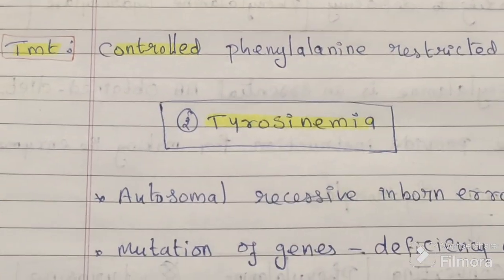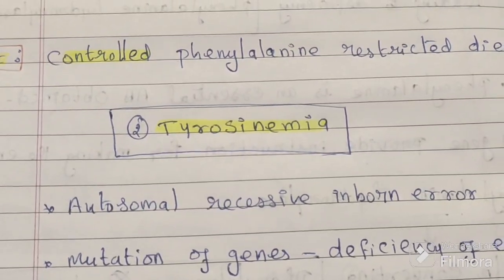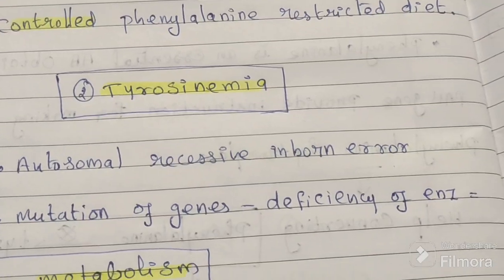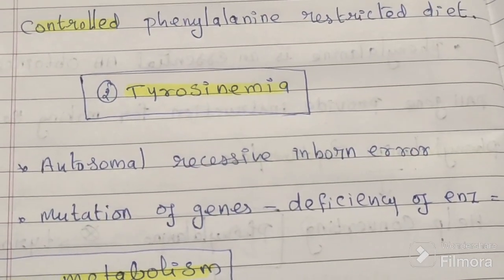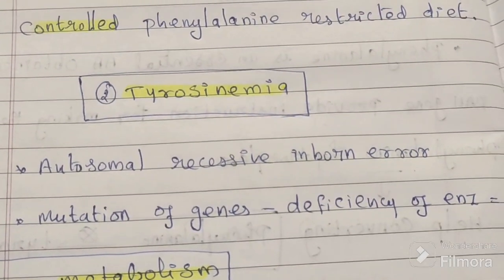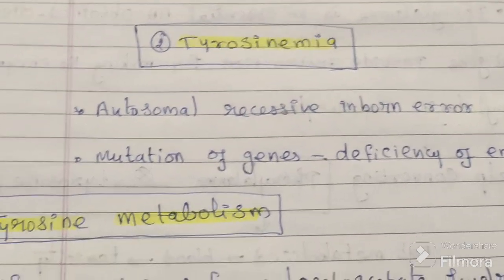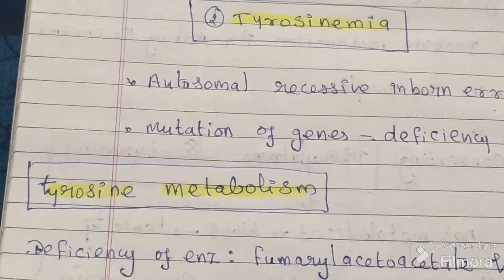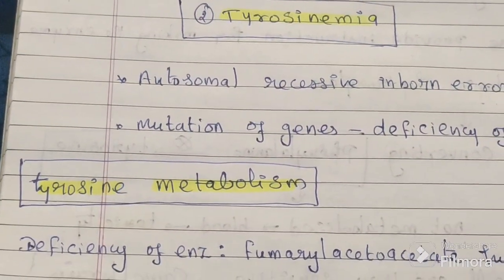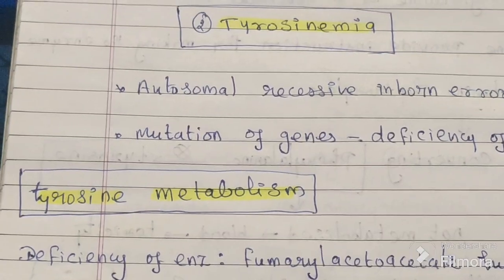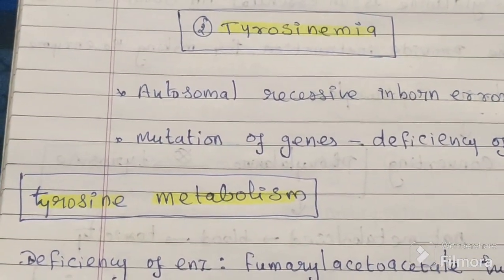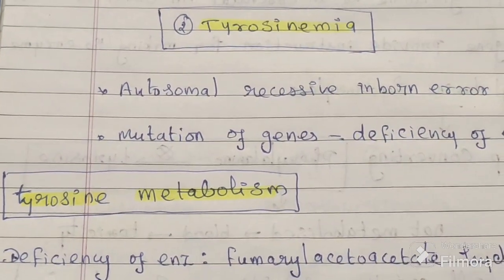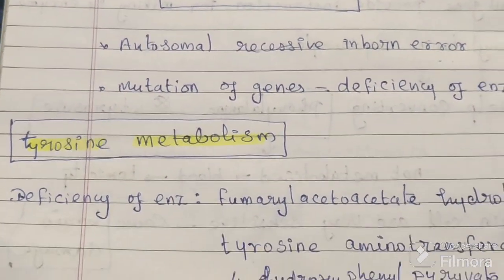Tyrosinemia. Tyrosinemia is an autosomal recessive inborn error which occurs due to the mutation of various genes, leading to deficiency of enzymes needed for tyrosine metabolism. By various enzymatic reactions, tyrosine is broken down in the liver, resulting in molecules that are excreted in the urine or used to produce energy or make other substances.